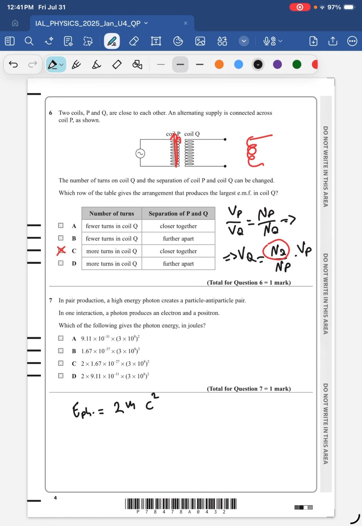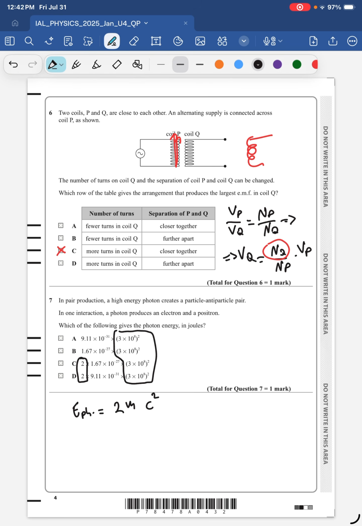So we need to see c squared in here, and we see it in all the equations here. So we cannot eliminate any just by the speed of light squared. Then the other thing that we need over there is a factor of 2. So only option C and D makes sense.